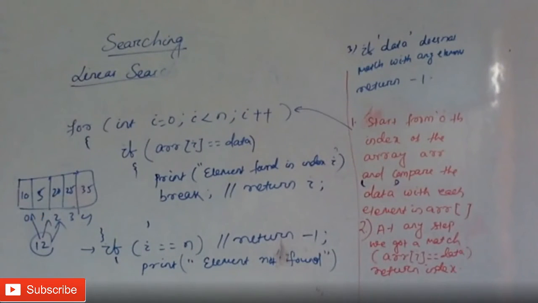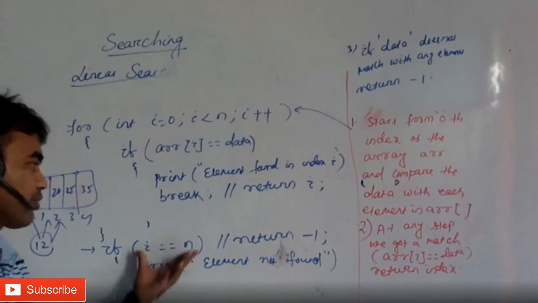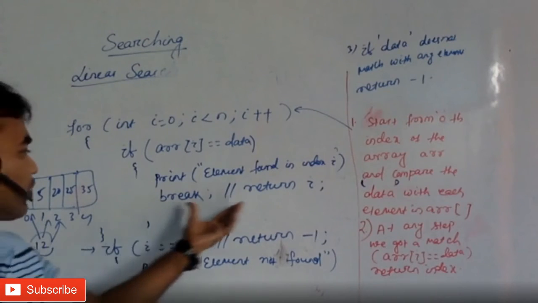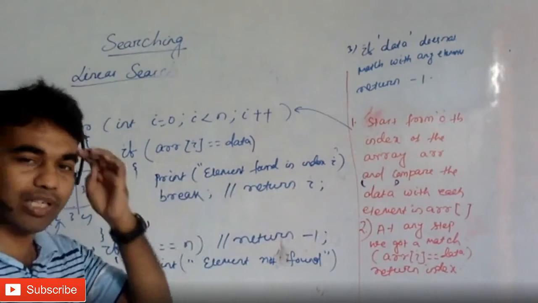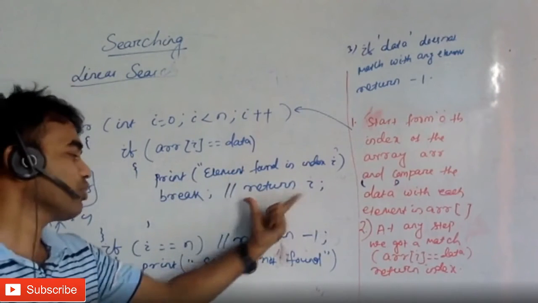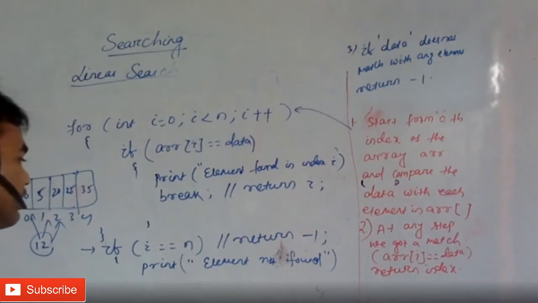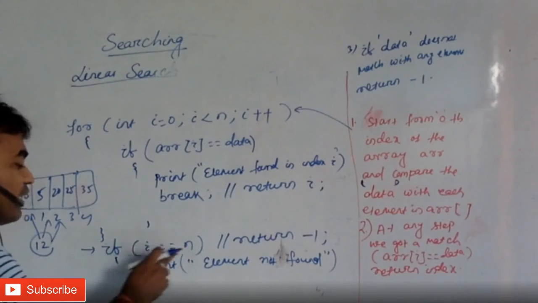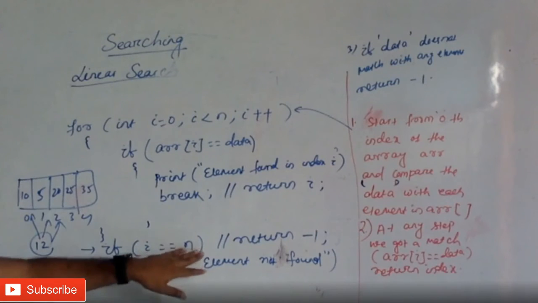I hope it is clear now. So what I'm saying is there are different approaches. You can return I, or else return -1, or else check I equal to n. So let's understand this. What does it mean if I equals n?